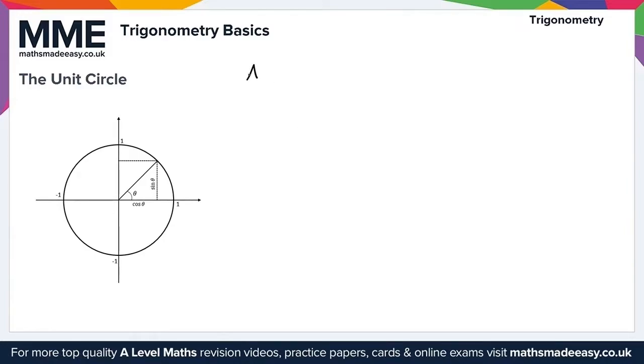So any point can be expressed as cos theta, sin theta. Well, for example, let's say theta equals 30 degrees. What would this give us? Well, in that case, we would obtain cos of 30 degrees and sine of 30 degrees.